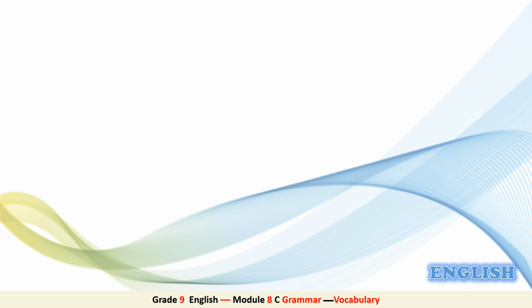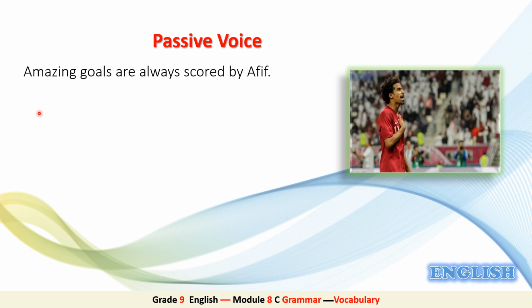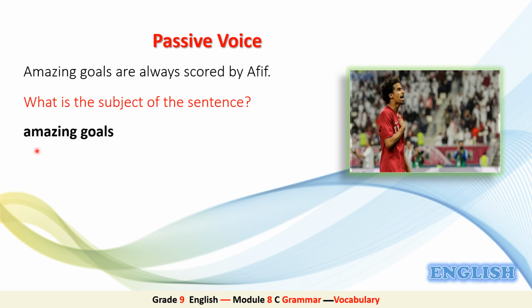Now let's have a look at passive voice sentences. This is Akram Afif. Let's read the sentence. Amazing goals are scored by Afif. Now let's have this question. What is the subject of this sentence? What do you think? Wonderful. It's amazing goals. So amazing goals is the subject of the sentence. It comes at the beginning of the sentence, followed by the verb, then by plus the agent.